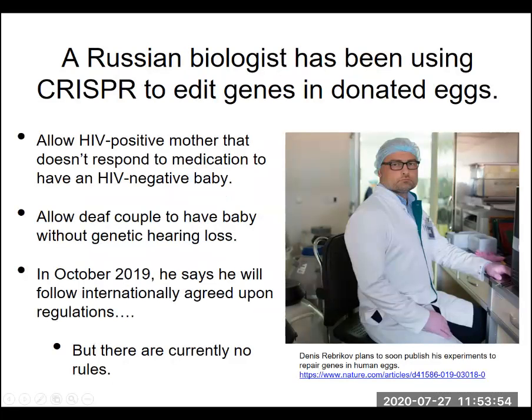Now, soon after that, it became clear that a Russian scientist used the same approach to edit genes in donated eggs. It allowed him to work with an HIV-positive mother that didn't respond to the medication and wanted to have an HIV-negative baby. And so you could do the same type of thing that the Chinese scientist did. He, in theory, is able to work with a deaf couple that has genetic hearing loss and correct the genes, correct the DNA in their baby so that their baby is not going to have this.